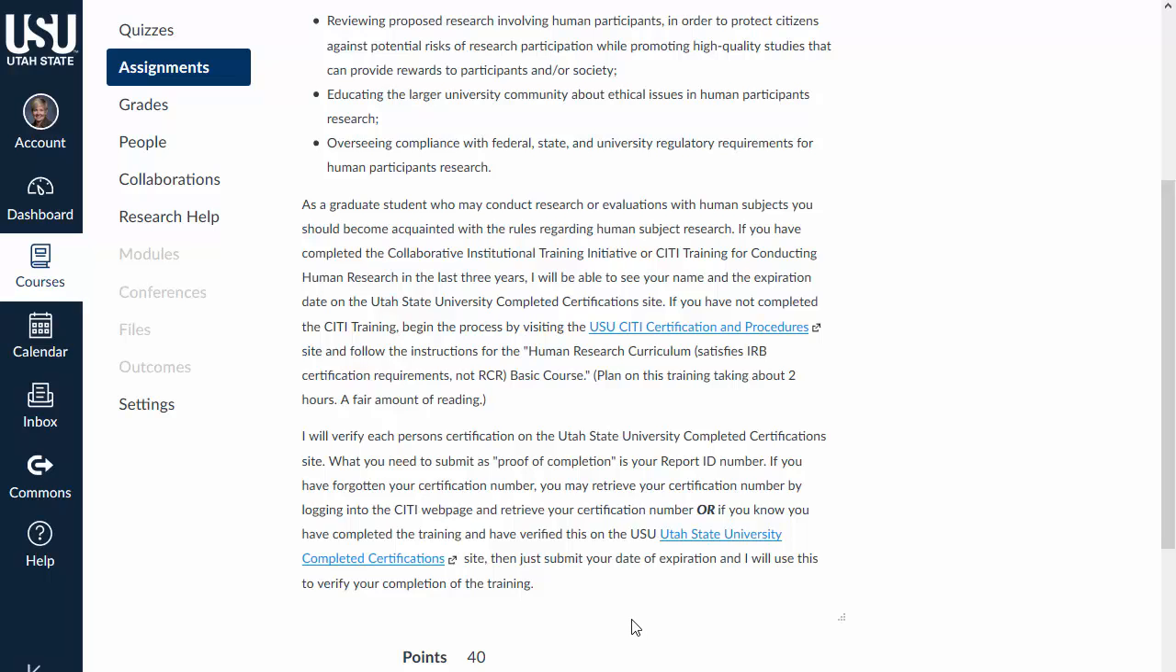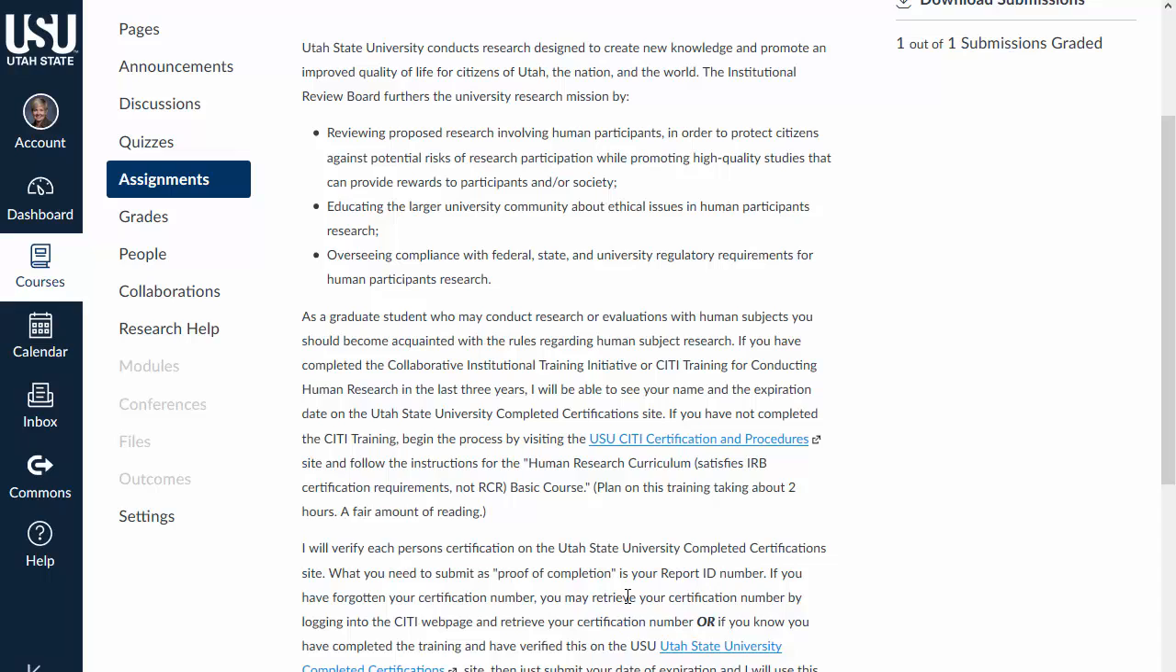But do keep in mind that this is a certification to make sure that you understand what is permissible and the ways to treat human subjects when we're doing research, whether it's action research within our own classroom or evaluating a separate program and measuring student outcomes.